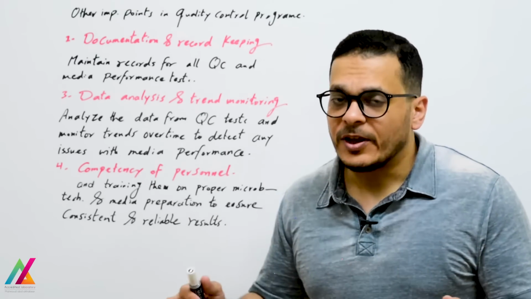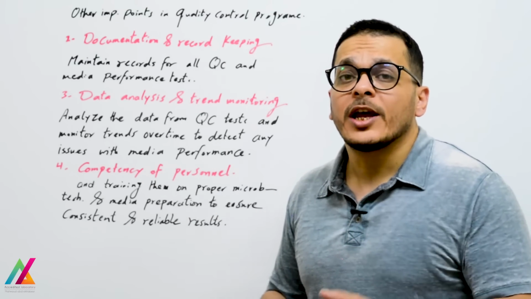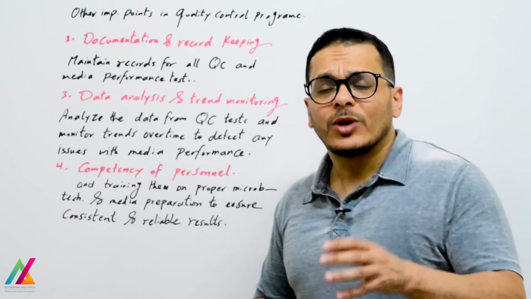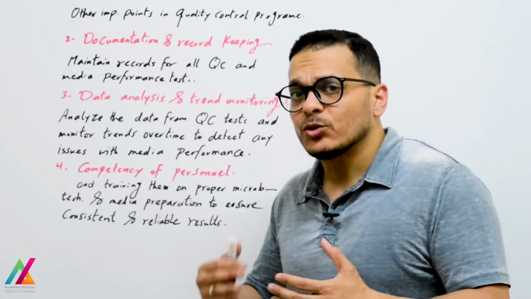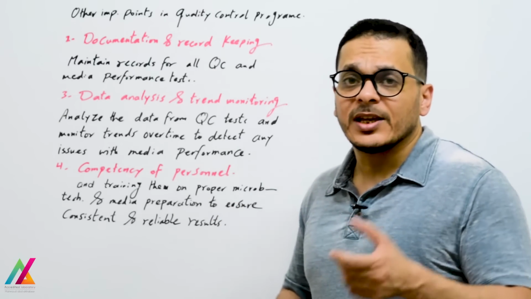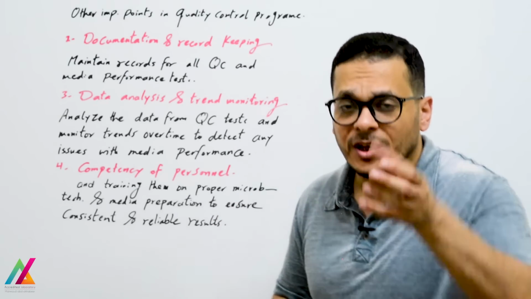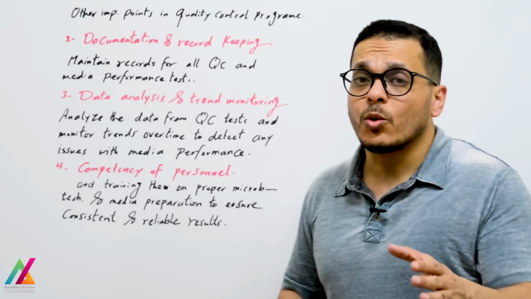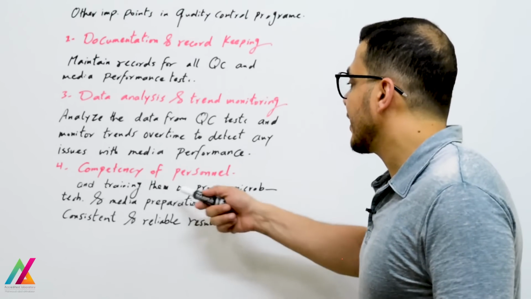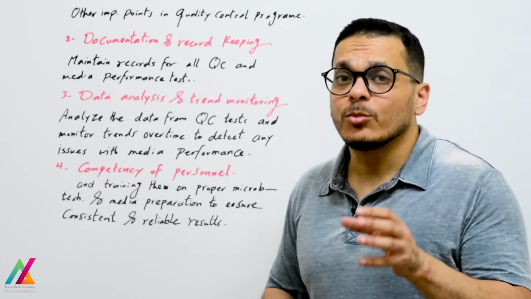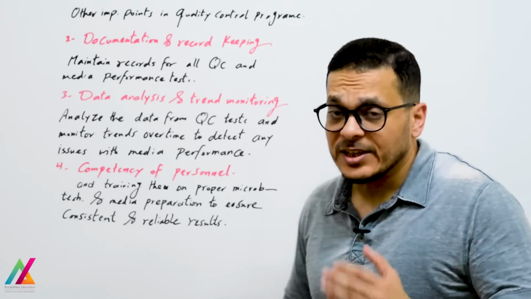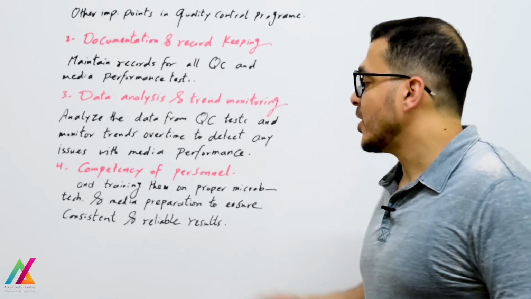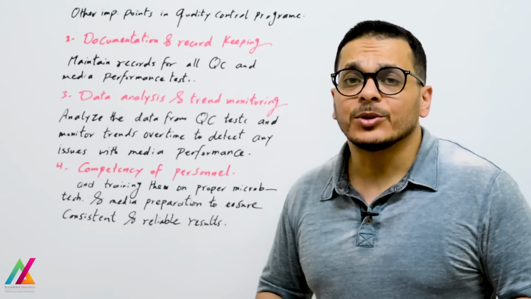Competency of personnel is very important. Ensure the competency of personnel inside the lab every year, and you will have your plan for how to do this. That will be through repeatability and reproducibility, and you will check the standard deviation of their repeatability for each one of them, and train them according to the requirements for the personnel. You will train them on proper microbiological techniques, on any new technology, and on media preparation, how to prepare the media to ensure consistent and reliable results.